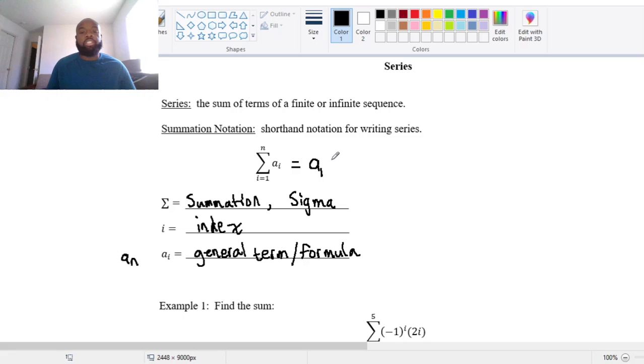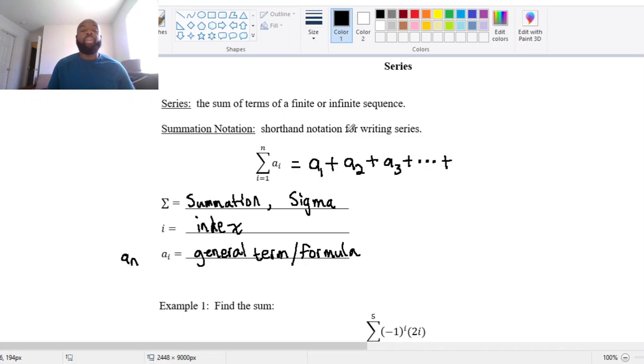My next natural number is 2. This sigma notation means to do a sum, so I'm going to add to that a sub 1, and now my next natural number is 2. Wherever I see an i here, I'm going to replace it with 2. So I get my second term in my sequence, plus I'm going to keep going. My next natural number is 3. So I get a sub 3 plus, and I will continue this until I get to my last natural number.